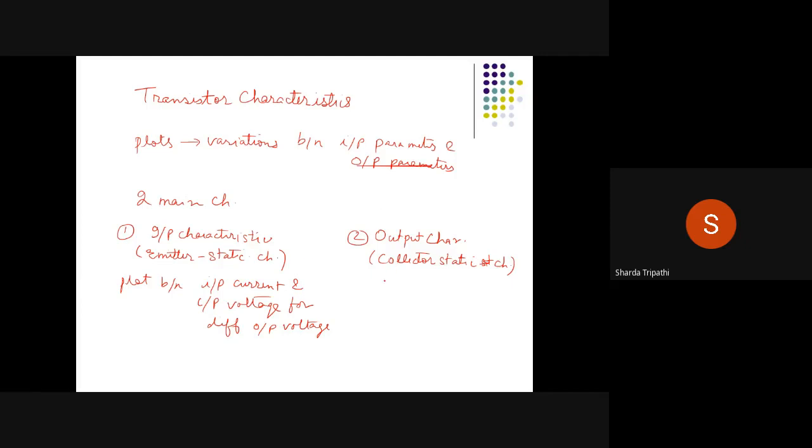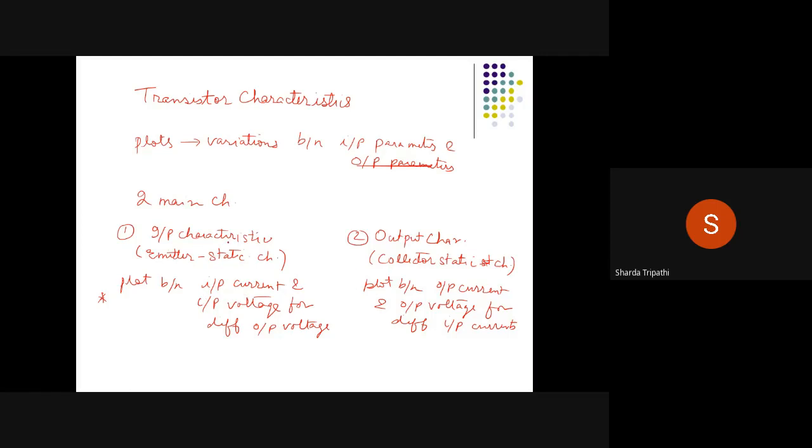Similarly, the output characteristic is a plot between output current and output voltage for different input currents. So why I wrote this entire thing over here is that this definition is very general. The definition of input characteristics is very general and output characteristics is also very general.